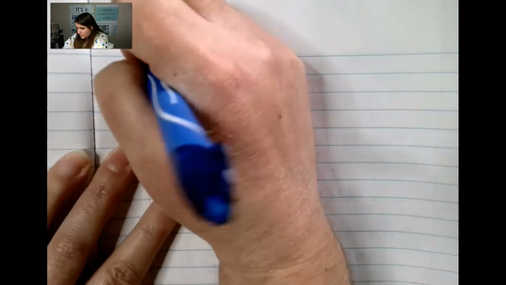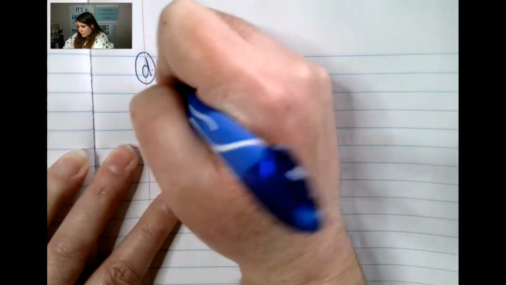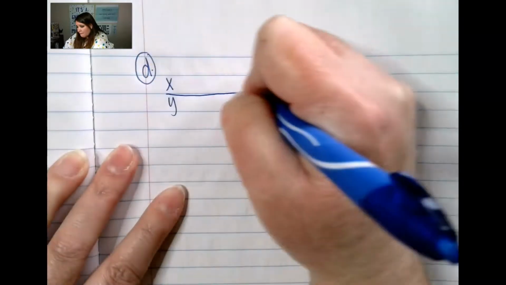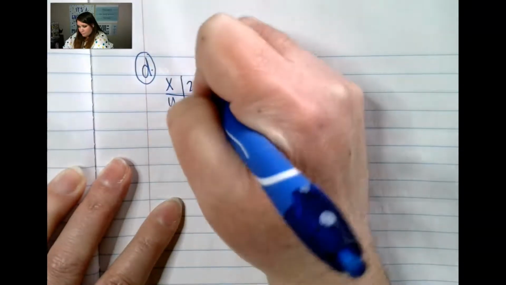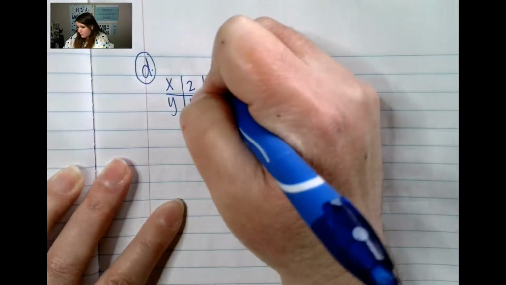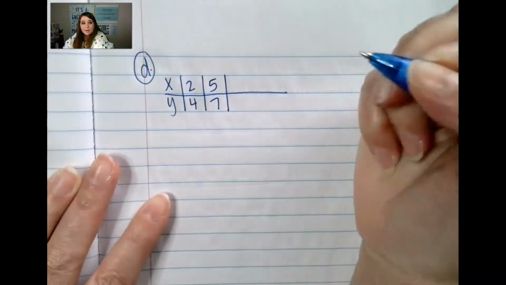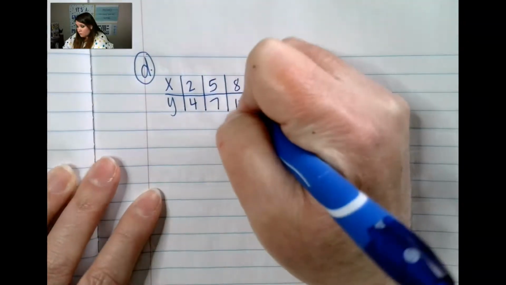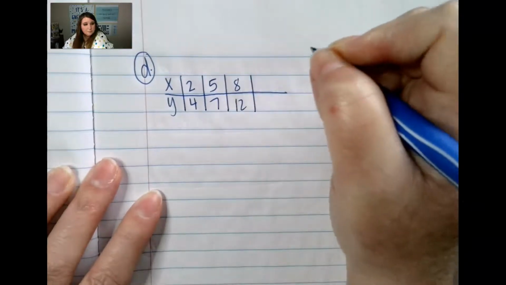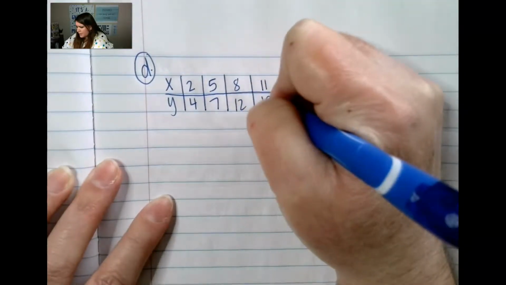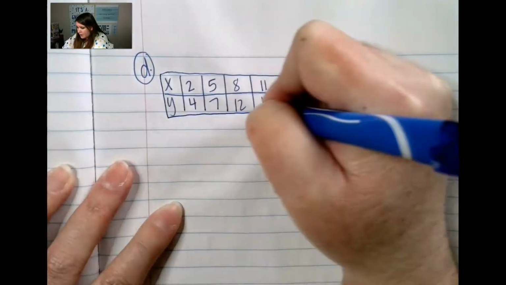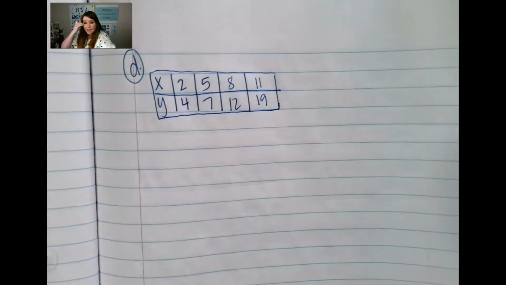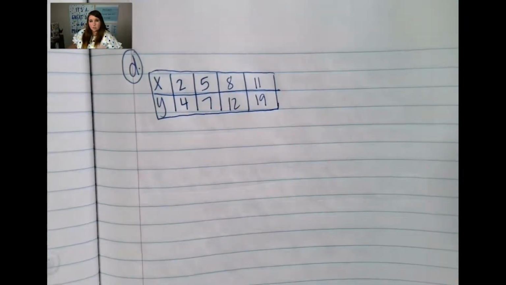So one more example. This is example D. We again have x and y values. There they are. 2 over 4. And 5 over 7. And then we are going to move to 8 over 12. And 11 over 19. Okay, so let's start to take a look at our values here and see what happens with our rate of change.